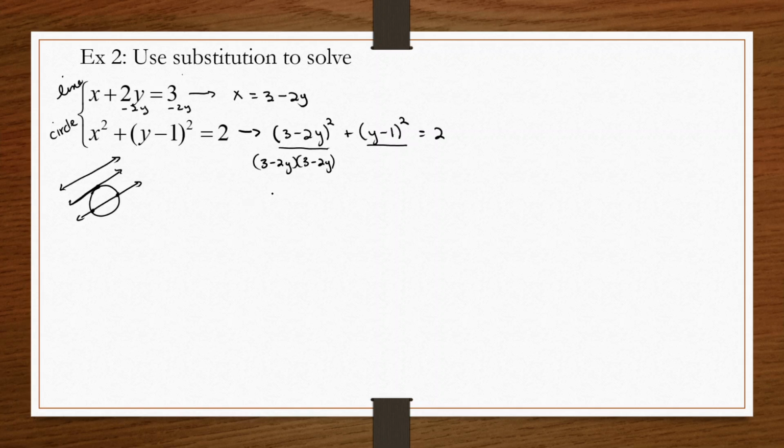Okay, and so we end up with 9. The outside and the inside are both minus 6y. And then the last piece is plus 4y squared. The second one, when I do y minus 1 times y minus 1, I'll get y squared. The outside and the inside are both negative y, so I get minus 2y. And then the last is plus 1.